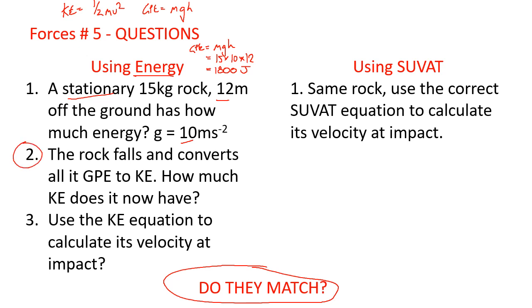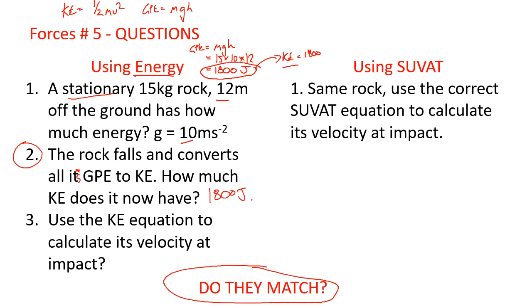The rock falls and converts all of its GPE to kinetic energy. How much kinetic energy does it have? Well, if we take all of this energy, so 1,800 joules, and we've said this is all turned into kinetic energy, we can now say kinetic energy equals 1,800. Okay, that's fairly straightforward. So we were asking how much kinetic energy does it have now? Well, that's easy. 1,800 joules. We'll just change it from one thing to the other.